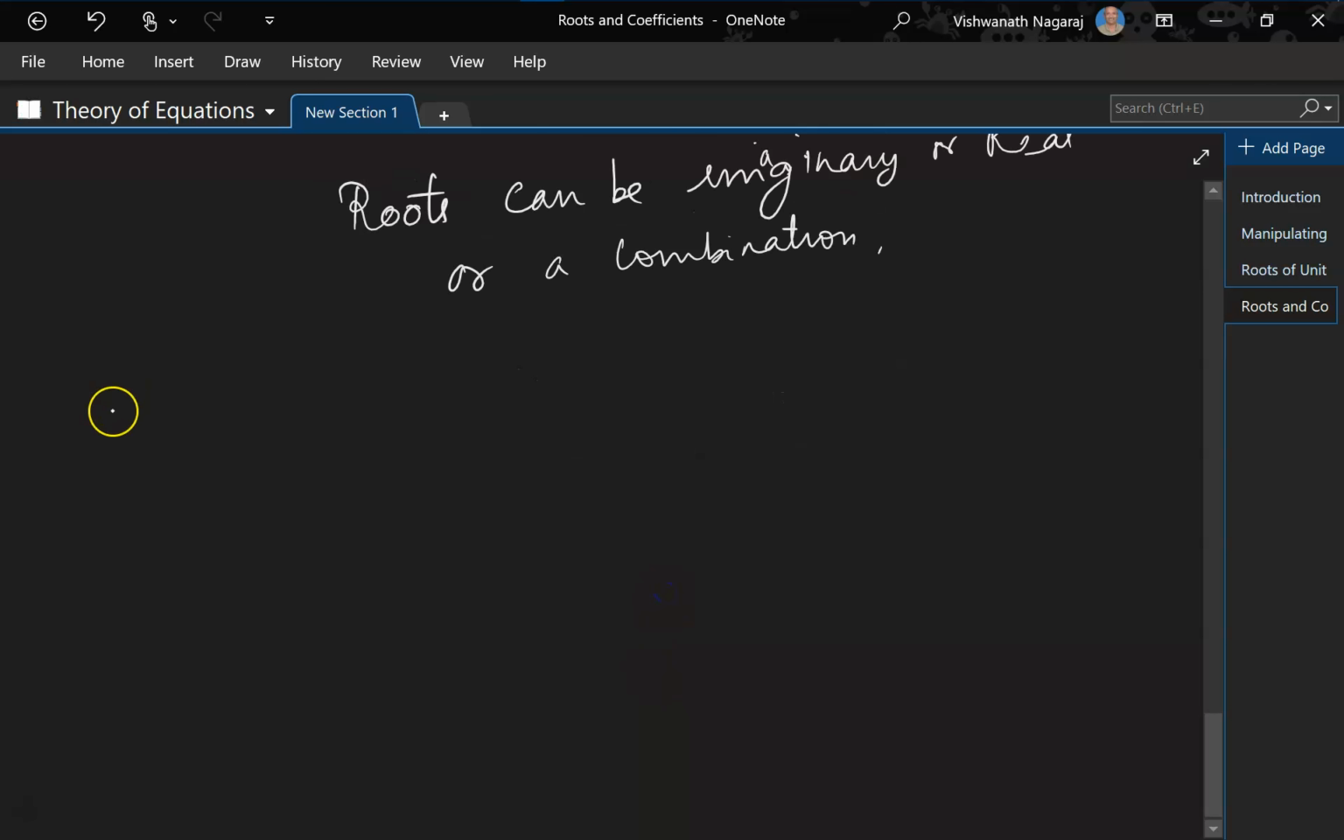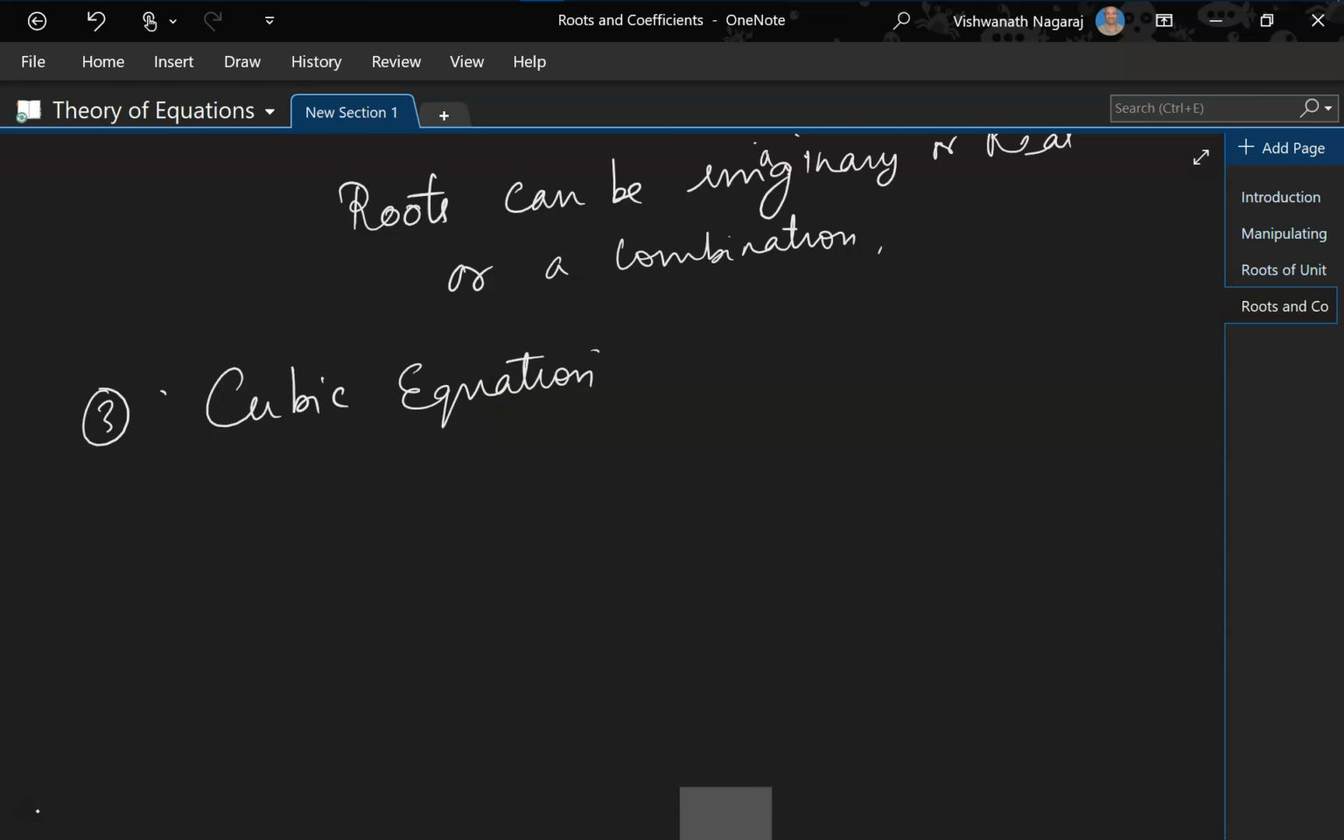Okay, now let's look at the cubic equation.